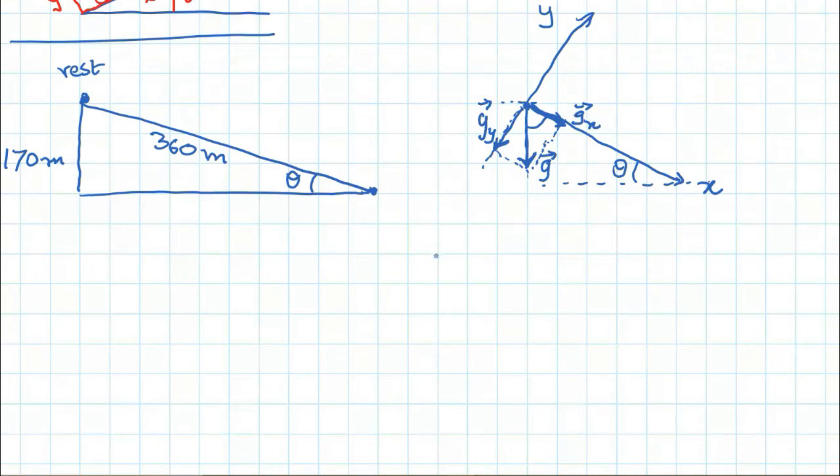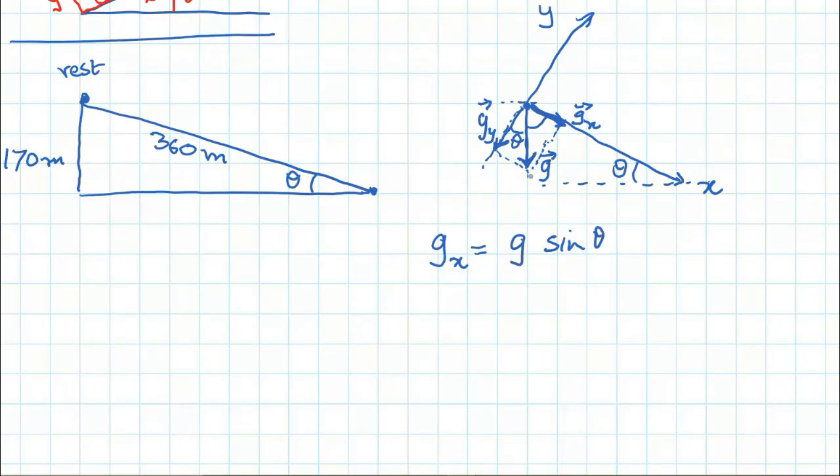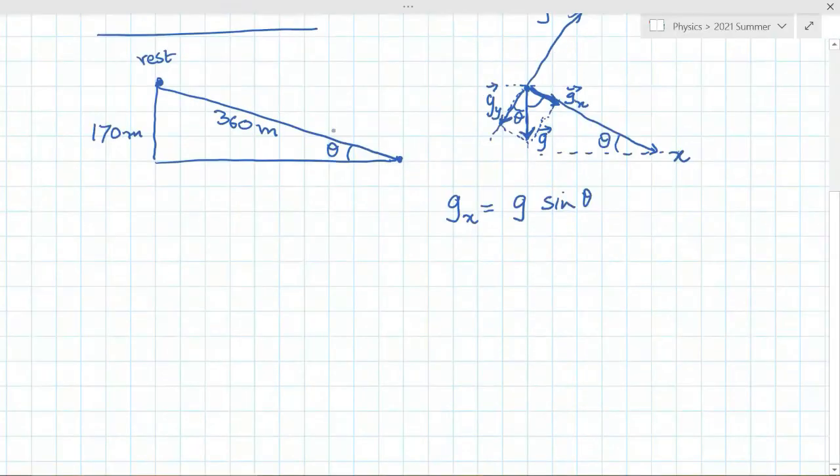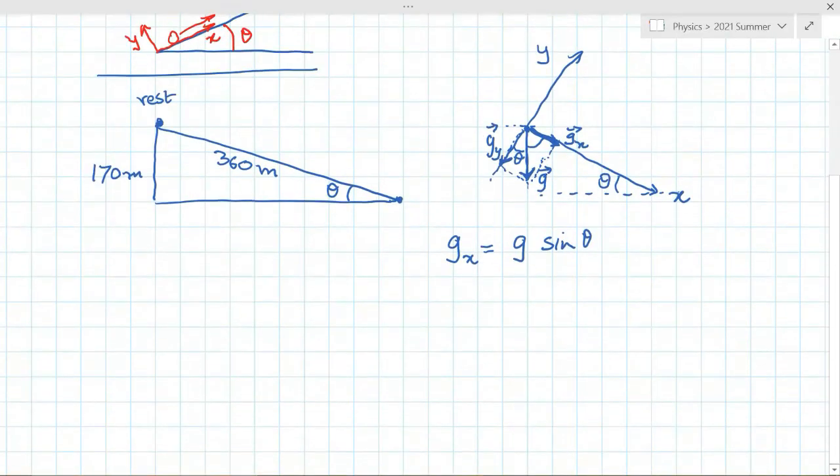So what is the magnitude of g sub x? Since this was 90 minus theta, this is also theta. So it is g sine theta, where g is the magnitude of the acceleration. Since we've already drawn the directions correctly, we just have to focus on the magnitude. So g sub x is g sine theta. And now it is just motion along the slope. We know that this is the x direction, so we'll only write the things for the x component.